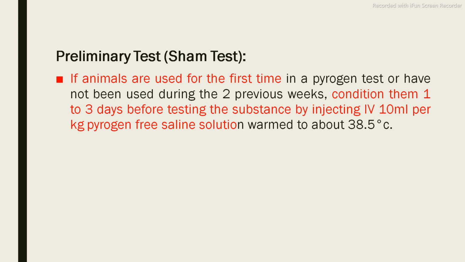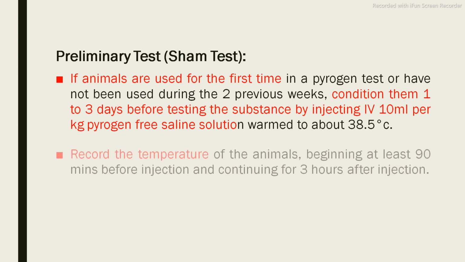So what is the first preliminary requirement? First we need animals which have not been used in the previous 2 weeks, or which we are using for the first time. And the second requirement is that once the animal is selected, we have to condition it for 1 to 3 days. Conditioning for 1 to 3 days means we inject IV 10 ml per kg pyrogen free saline solution.